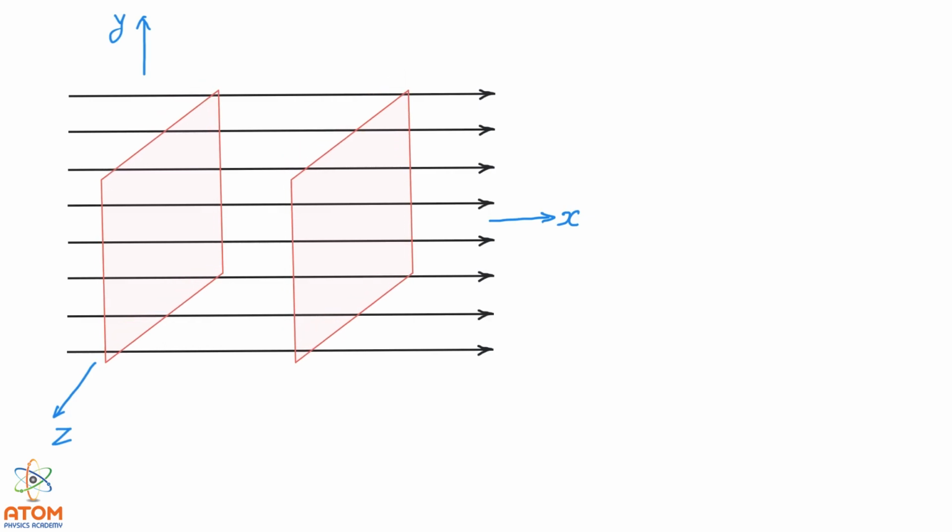parallel surfaces. Here these two surfaces are parallel to each other but perpendicular to the electric field, means these two surfaces are in YZ plane. They are in YZ plane. So obviously it will be perpendicular to the x axis. So it is perpendicular to the electric field. So this becomes equipotential surface.